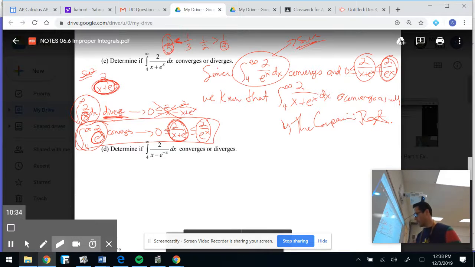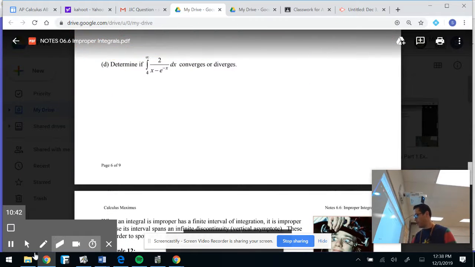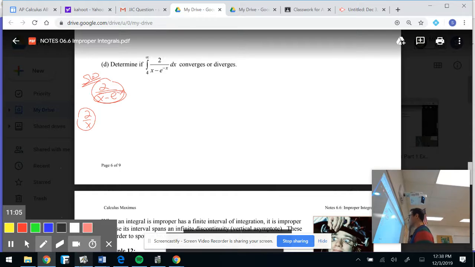One more. Come on now. Challenge yourself. We just got one more to go. Here it is, D. Okay, and I challenge you to try it on your own. That's how you're going to learn the most. Side work investigation. So this time it's 2 over x minus e to the negative x. Well, that's going to be small, which means the fraction will actually be bigger. So that's actually going to be bigger than this right here. But let's go through this process again.